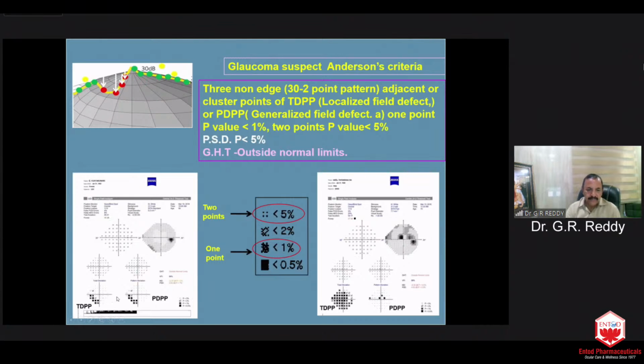and these points should be non-edge points of 30-2. In a localized scotoma, we can consider the total deviation probability plot. When there is a generalized depression, you consider the pattern deviation probability. And the PSD should be less than 5%, and the glaucoma hemifield test should be outside normal limits. Any field defect to be labeled as glaucomatous must fulfill these criteria.